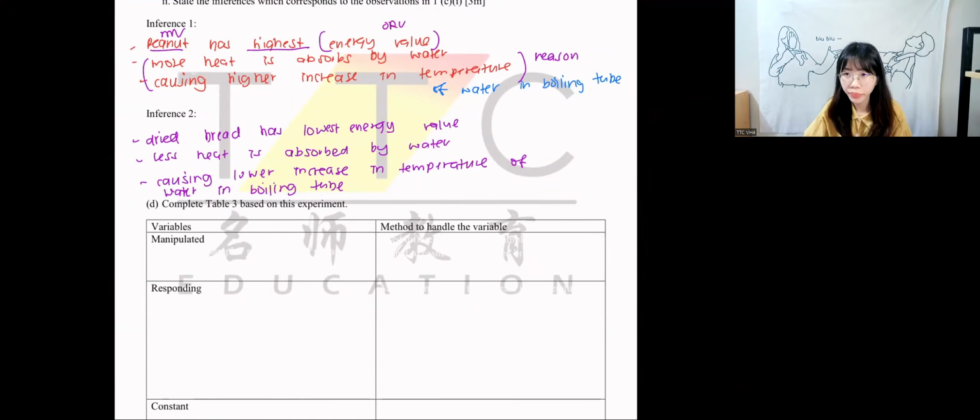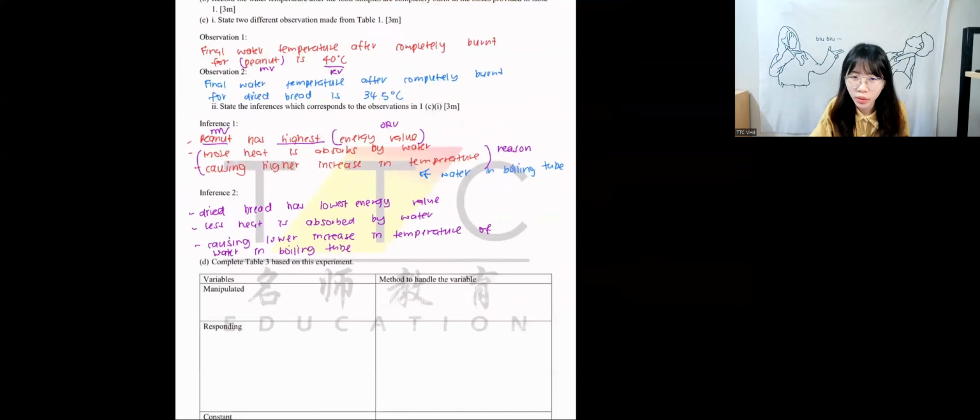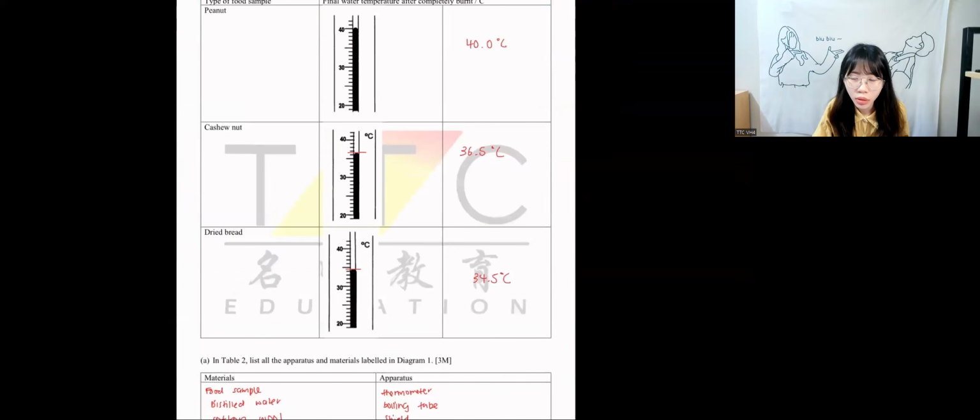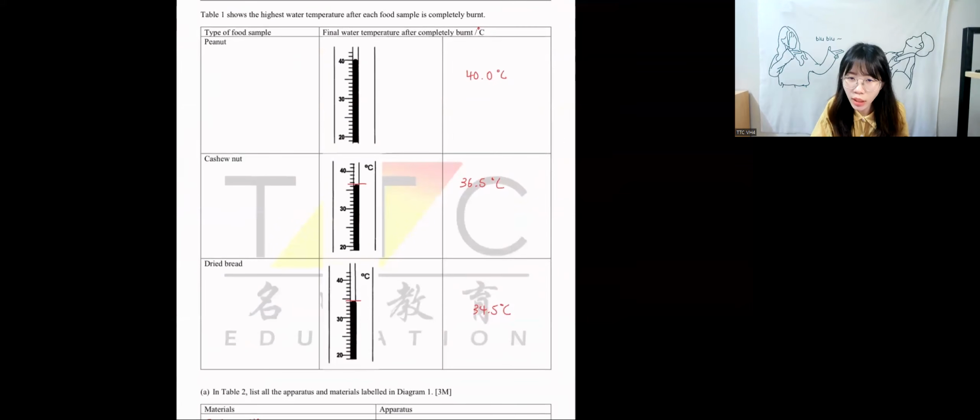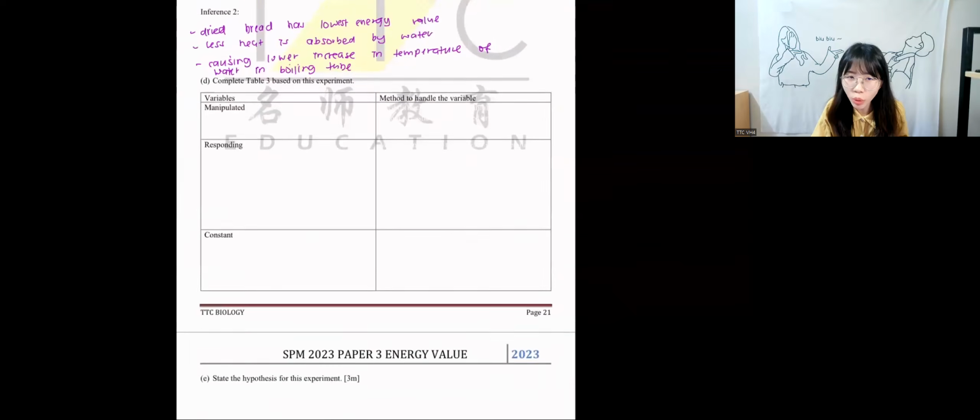Okay, done? We will look at the next one. The smaller scale is 1. Why do we need to write 1 decimal place for temperature? Just write 36.5, only 1 decimal place. Because we have a decimal place.